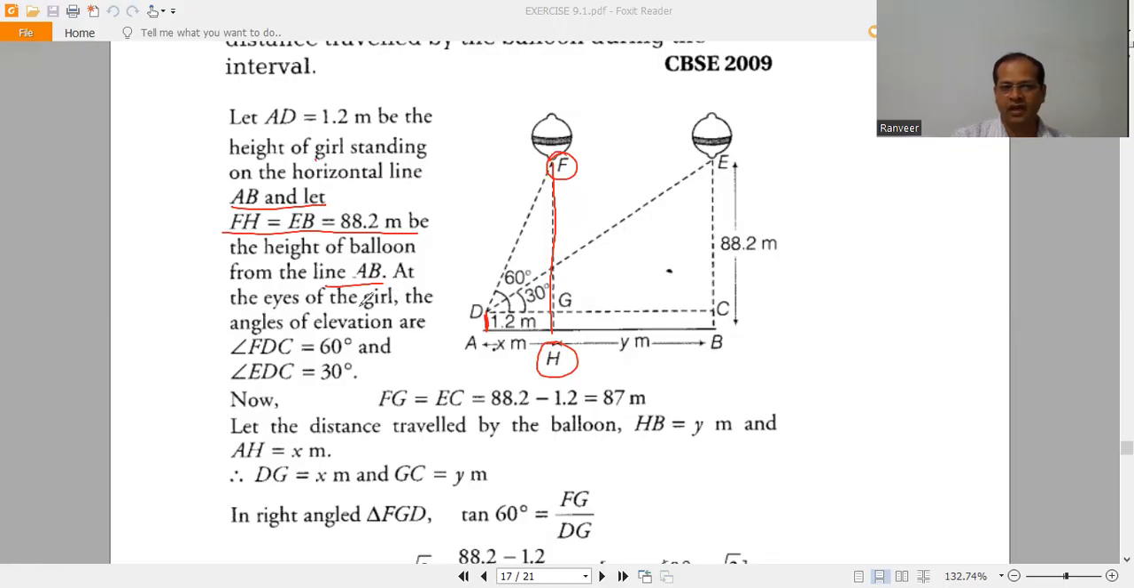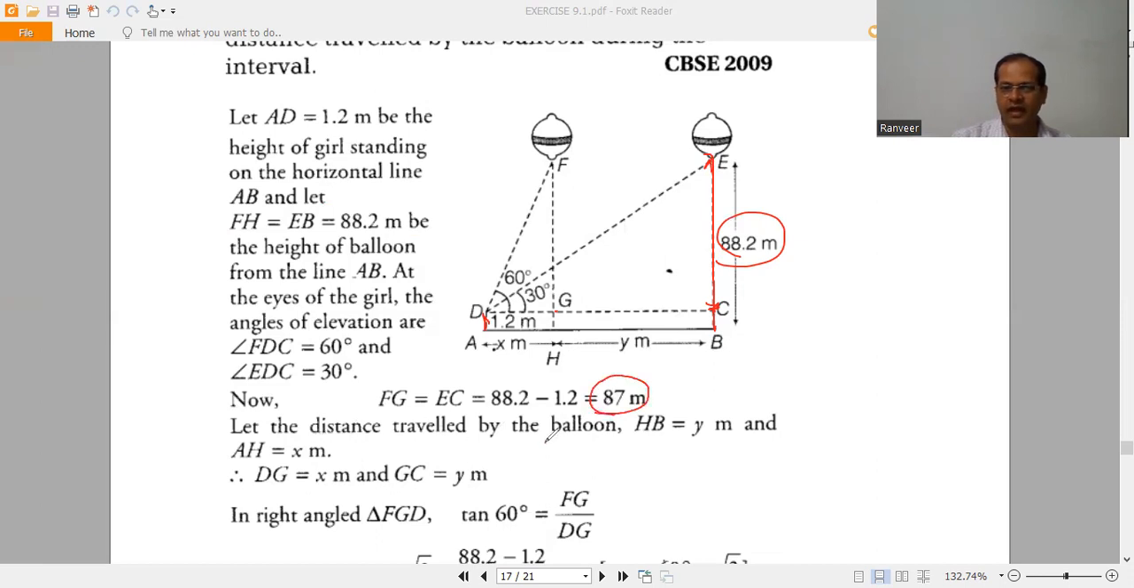Now at the eye of the girl, when it is making an angle of elevation of 60 degree and 30 degree. This is the 60 degree and this is the 30 degree. So FG, we can write FG equal to EC, and the height of the girl is 1.2 meters. So 88.2 minus 1.2. So this is the length, that is 87 meter.